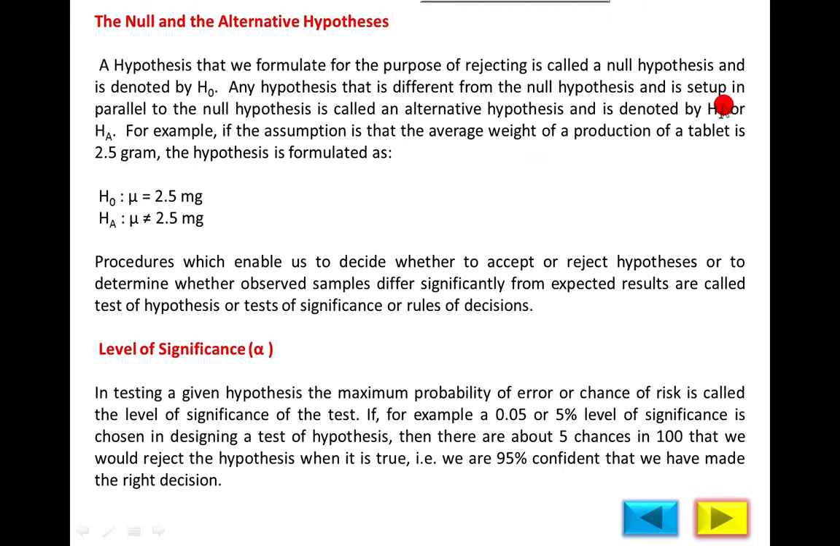So the alternate hypothesis is a parallel setup. If this is equal to, this will be not equal to; that is called the alternate hypothesis. The value will always be the same, but the notation will be different, parallel to this. If this is less than or equal to, this will be more than. If this is more than or equal to in the null hypothesis, this will be less than. We always write the equal sign with the null hypothesis: equal sign, less than or equal to, more than or equal to.